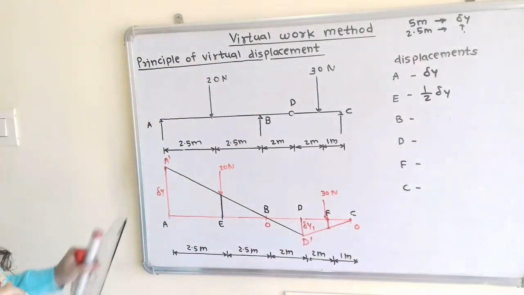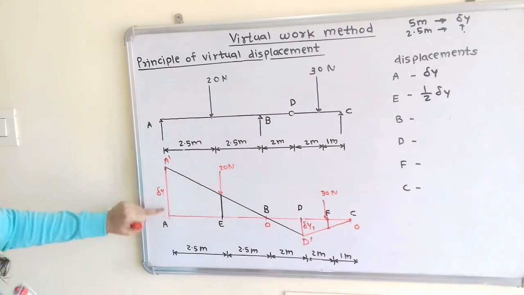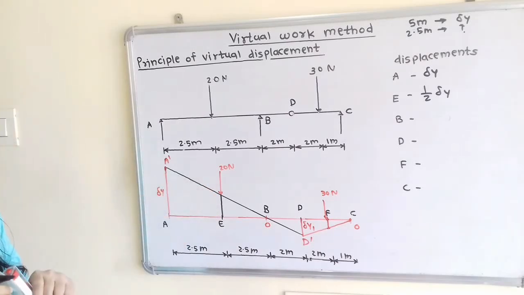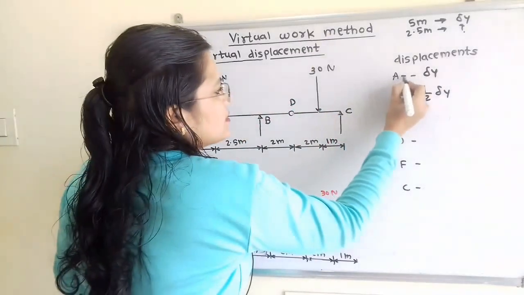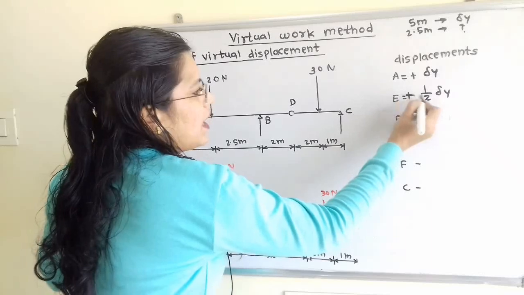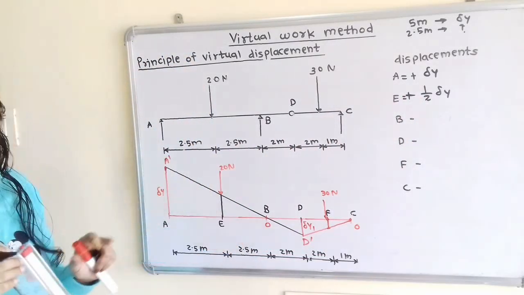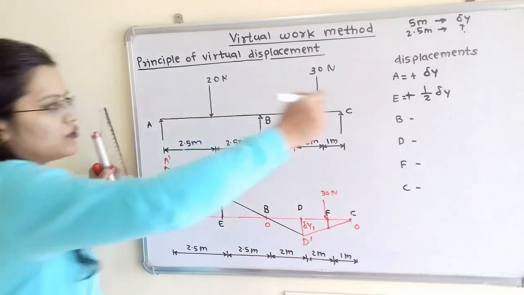Now if we observe, we have to give the positive sign for these two displacements because they are in the upward direction. So I will write here equal to plus, and here also equal to plus half delta y. Now we will move to the next point B. So at B, displacement is equal to 0.